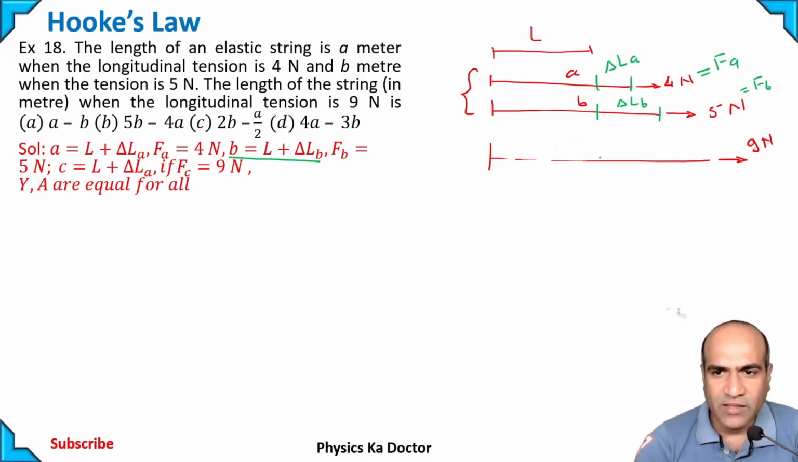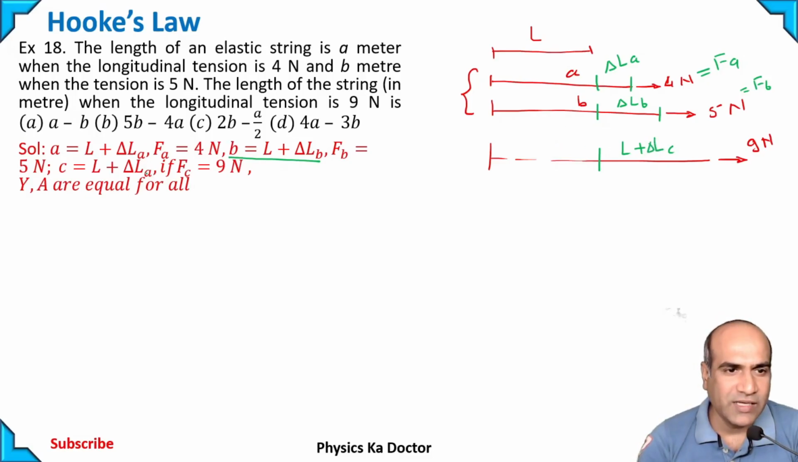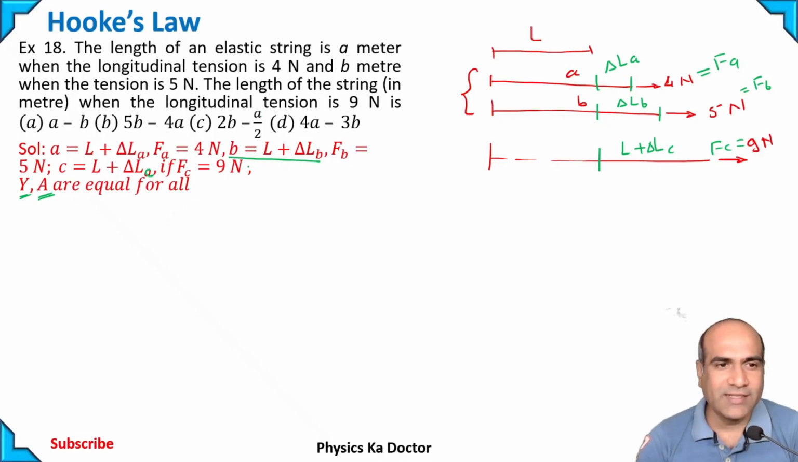And for C, similar cases here. C is equal to L plus delta L C. If Fc is 9 Newton. So here it is given the area is similar, there is no change in cross section area. Why? Because it is the same material, for all the cases, fine.